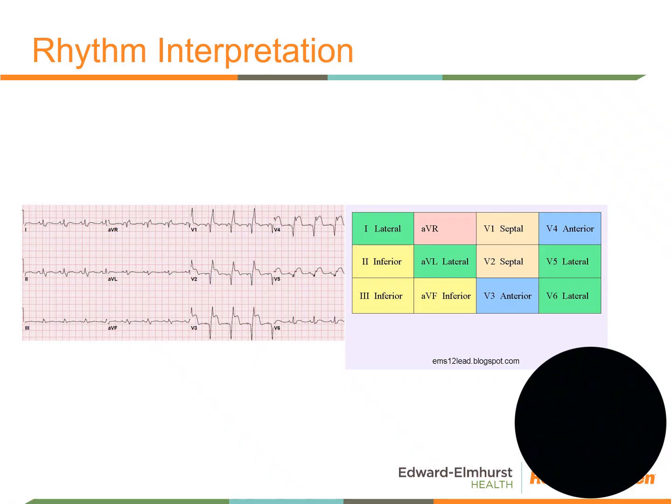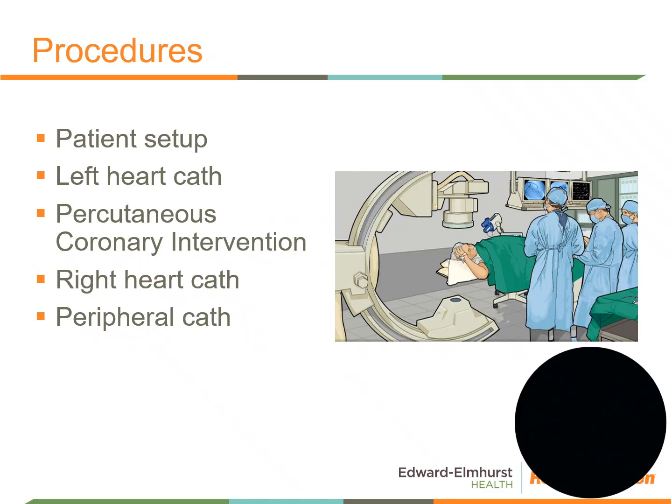All right, so then let's get into rhythm interpretation. This is kind of a basic look at what you're looking at on an EKG to identify where there is some concern and what vessels we would want to be thinking about looking at. So we've got our leads 1, 2, and 3, and then our AVR, AVL, AVF, and then our V1 through V6 leads. So you can see there where we're close to.